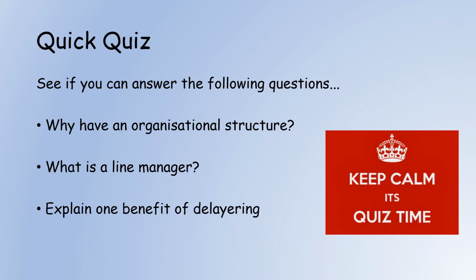And finally, just a few quick questions to consolidate your learning, to make sure you understand what you've read and what you've gone through in this presentation. So question 1 is, why do we have an organisational structure? Try and jot down some ideas and think about what the answer would be to that. Secondly, what is a line manager? And thirdly, explain one benefit of delayering. And you should have got that from your reading of page 167 and your answering of Boots' case study.